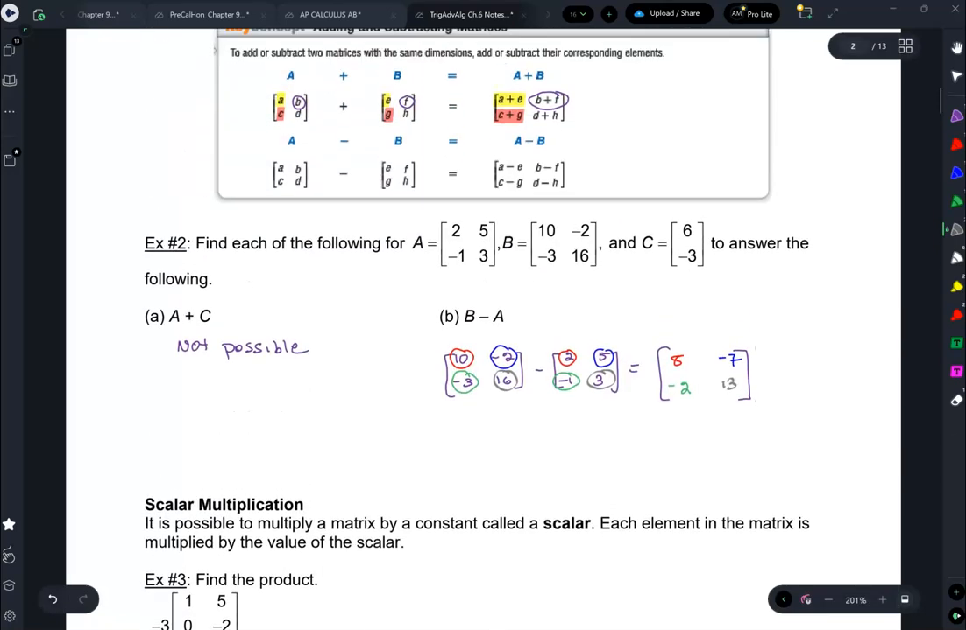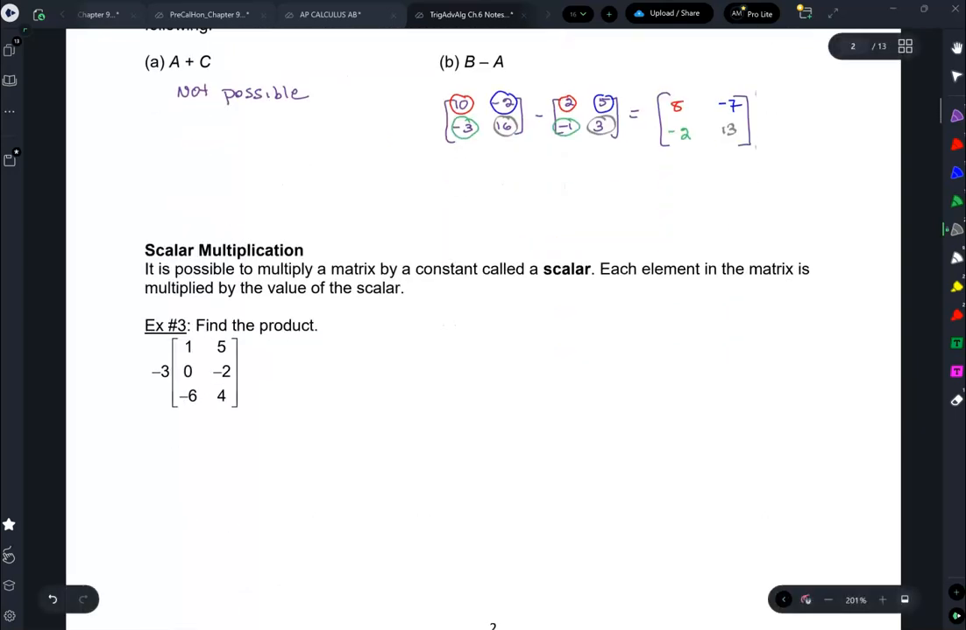Okay. So, in the world of matrices, the matrices are kind of the VIPs. And then second to them are these things called scalars. Scalars are just the regular old numbers that you all know and love, but they just haven't been elevated to matrix status, right? You can multiply a matrix by a scalar, by a regular number. When you do that, each element in the matrix is multiplied by the value of the scalar.